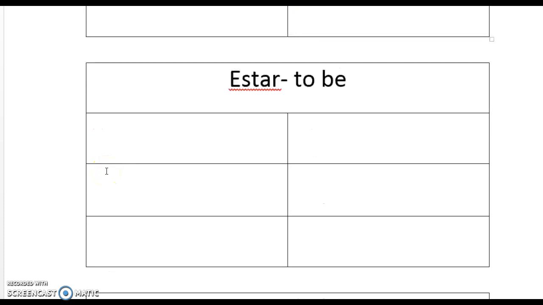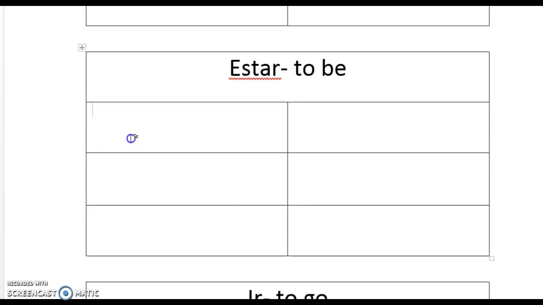Now we're going to talk about the verb estar. So estar is another way to say to be. In the yo form, we have estoy. In the tú form, estás. Remember, you have to include that accent mark. Otherwise, it means these. The usted, él, ella form is está, again with that accent mark. Nosotros estamos. Vosotros estáis. And ustedes, ellos, ellas están.